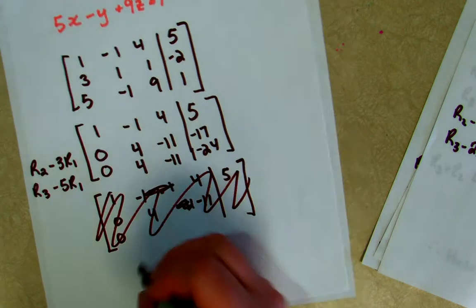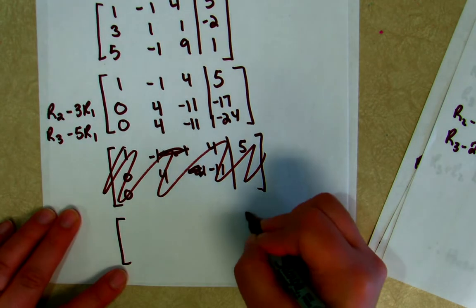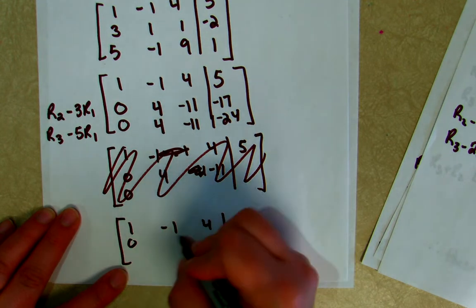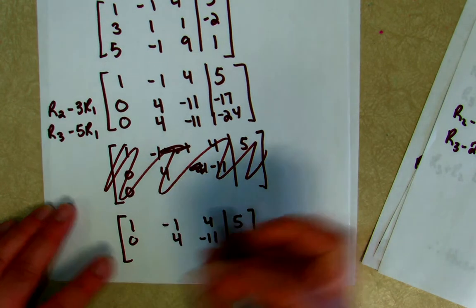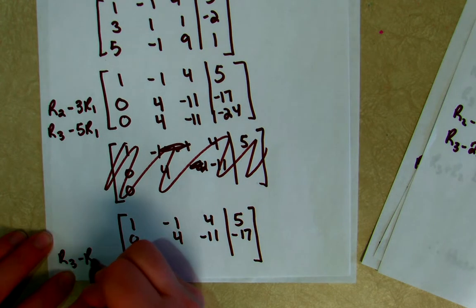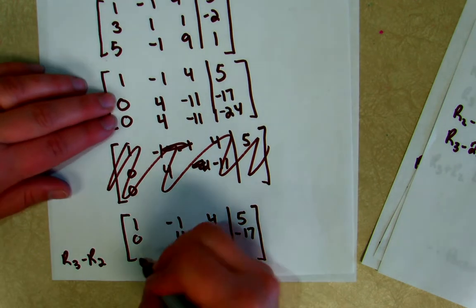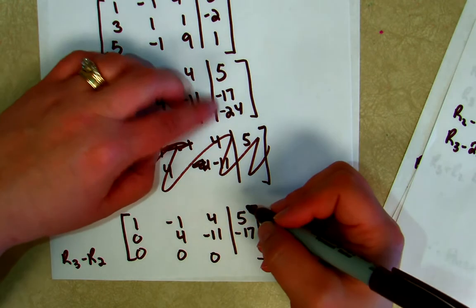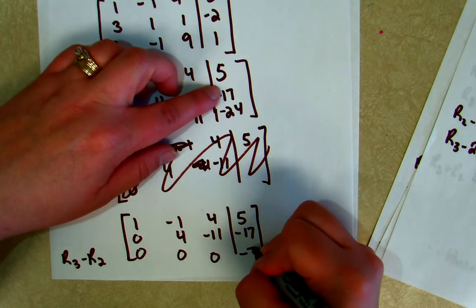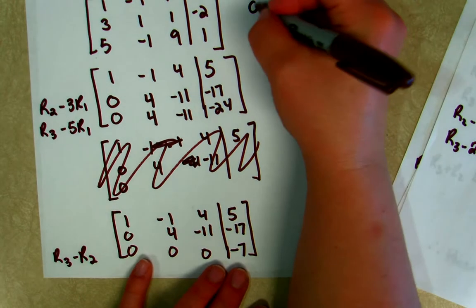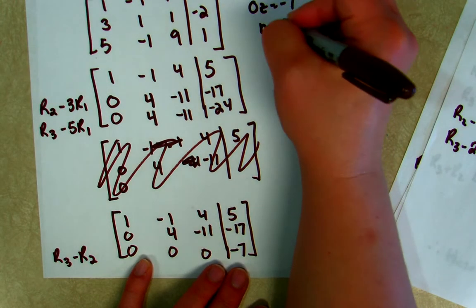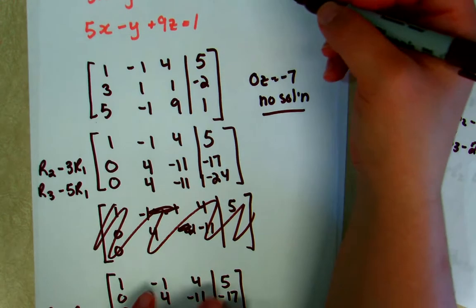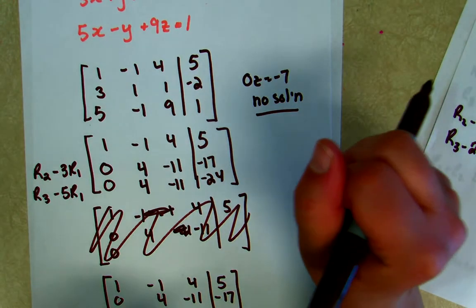Okay, I'm going to redo that matrix. It got a little bit sloppy. I just didn't have my rows lined up. 1, negative 1, 4, 5, 0, 4, negative 11, and negative 17. And I'm going to do row 3, subtract row 2, meaning these ones up here. So that will maintain that 0. That will be 0. That will be 0. And that will be negative 7. So I get 0z is equal to negative 7. Which again indicates no solution because you can never multiply 0 by anything to make it a number. If they just ask for the solution, I'm done.